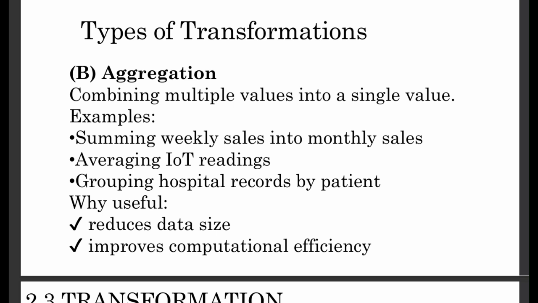Why is aggregation useful? It reduces data size dramatically, making computation faster and storage requirements smaller. It also improves computational efficiency because algorithms work on fewer, more meaningful data points rather than millions of raw observations. Aggregation is foundational in data warehousing and business intelligence. The ETL process almost always includes aggregation steps.